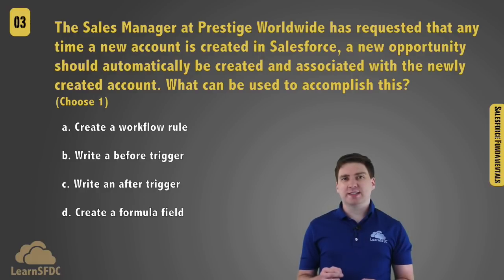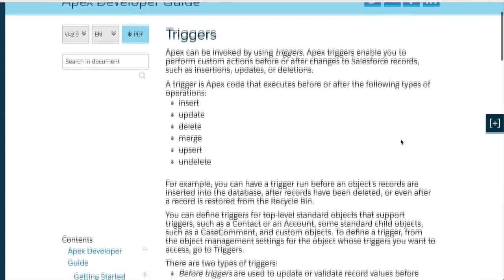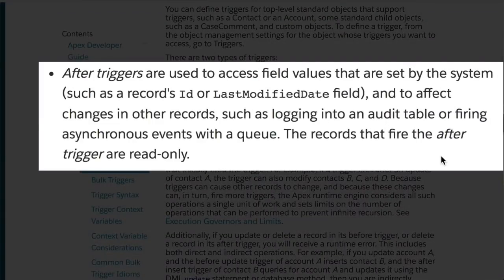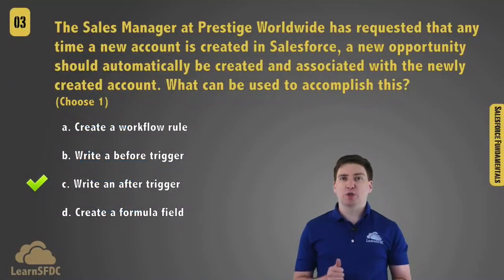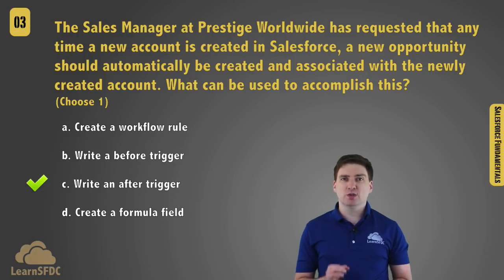The correct answer is C. C is correct because an after trigger can be used for two purposes: to access field values that are set by the system and to effect changes in other records. In this scenario, whenever a new account record is created, a new opportunity record must also be created and associated to the newly created account record. An after trigger is a perfect way to accomplish this solution.